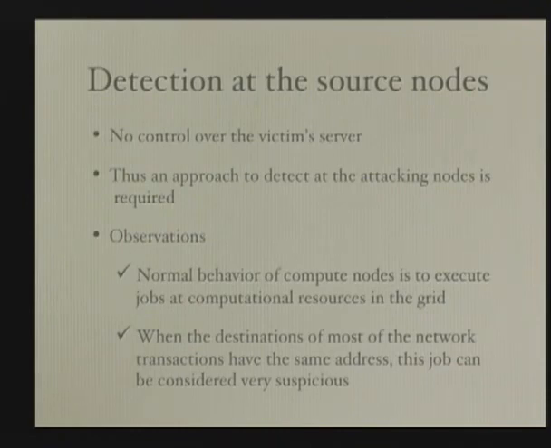Thus the approach of detecting at the attacking nodes is required. Based on the observations, the first one is that the normal behavior of compute nodes is to execute jobs at computational resources in the grid. So when the destinations of most of the network transactions have the same address, this job can be considered very suspicious.